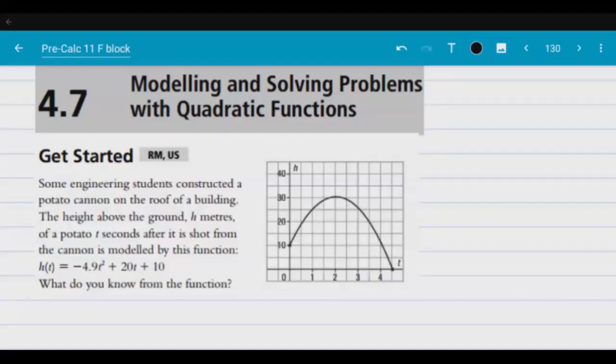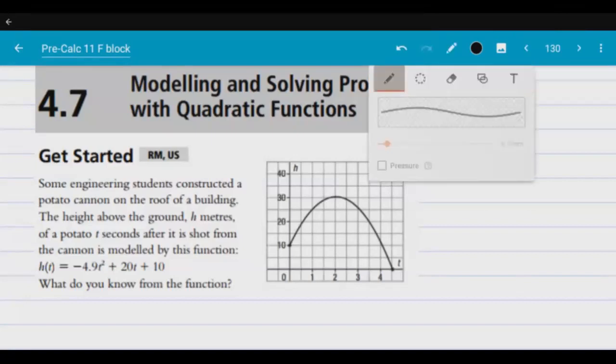All right, guys. So we are now on 4.7. We are beginning with page 338. Here we go. So some engineering students constructed a potato cannon on the roof of a building. The height above the ground, h meters, of a potato, t seconds after it is shot from the cannon, is modeled by this function.